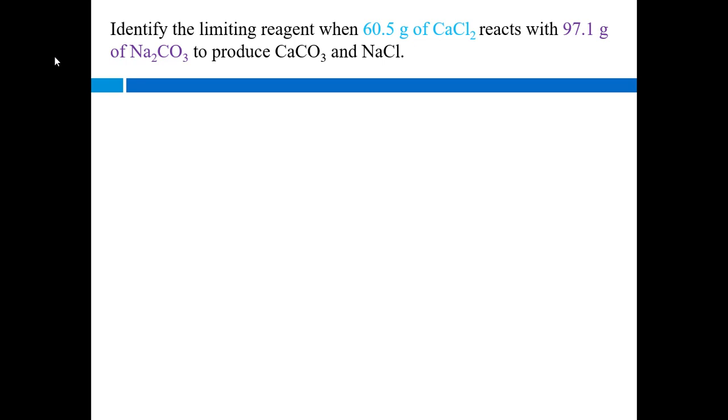Here is an example of how to determine limiting reagent. In this particular problem, the statement gives you 60.5 grams of calcium chloride, and that is going to be reacted with 97.1 grams of sodium carbonate to produce calcium carbonate and sodium chloride. So our two reactants in this case are calcium chloride and sodium carbonate.